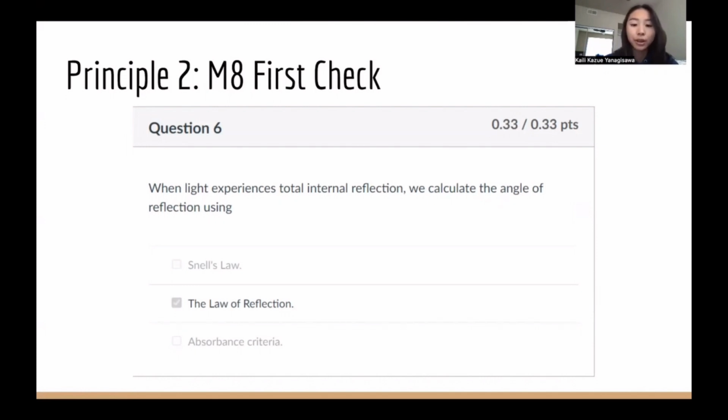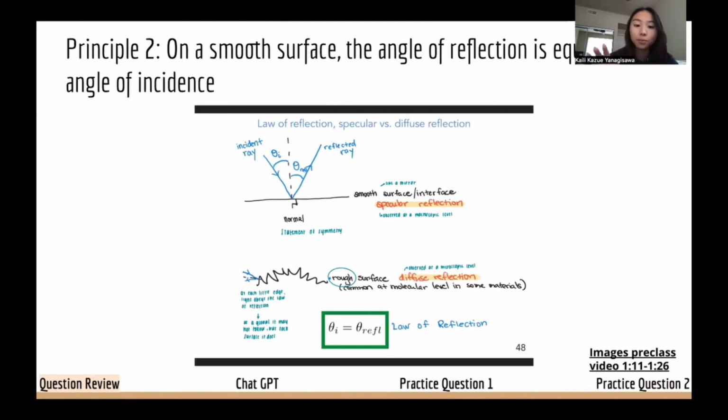Anything larger than the critical angle has the same effect. So in this example, we have to use the law of reflection to relate the two angles, but not by using Snell's law nor the absorbance criteria. In the Module 8 pre-class video called Mirror Principal Rays, the law of reflection depicts both the incident and reflected rays as symmetrical across the normal.